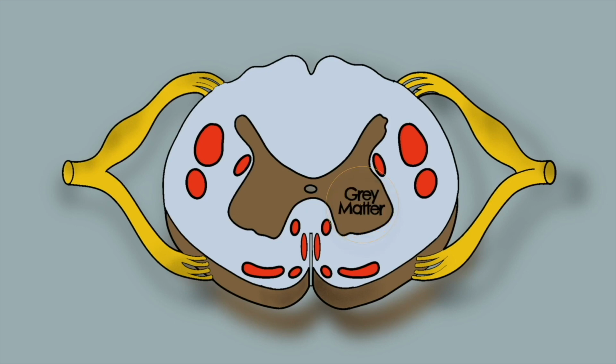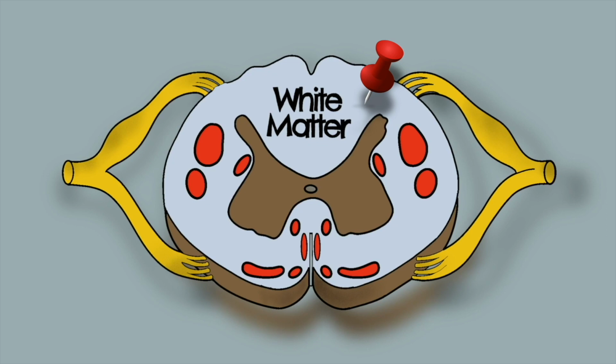Grey matter in the center of the cord is shaped like a butterfly and consists of cell bodies of interneurons and motor neurons, as well as neuroglial cells and unmyelinated axons. White matter consists mostly of glial cells and myelinated axons. The white matter is white because of the fatty substance myelin that surrounds nerve fibers.